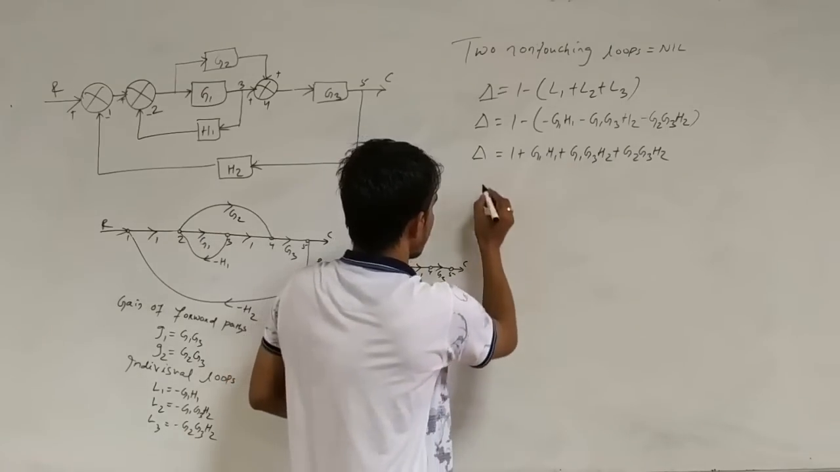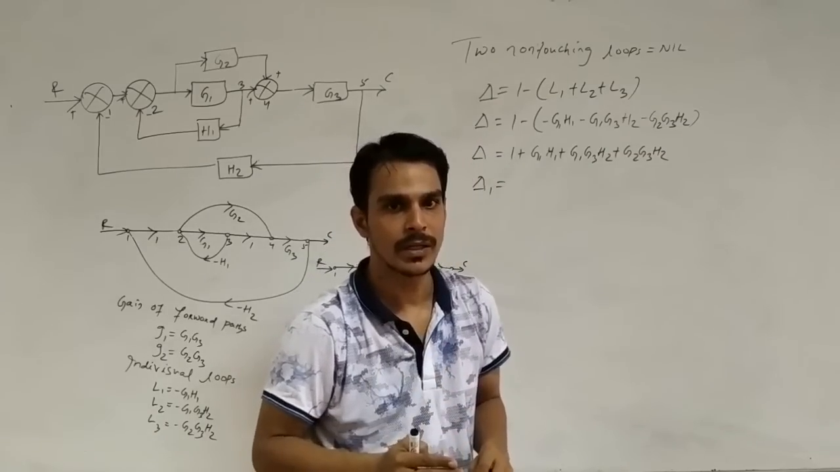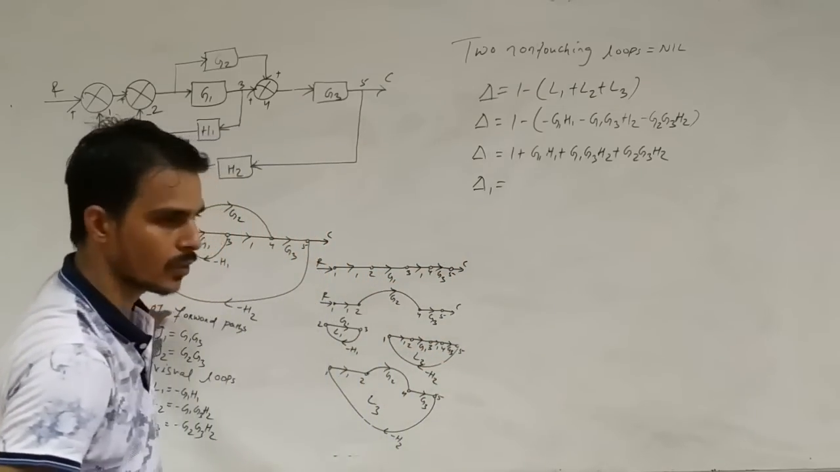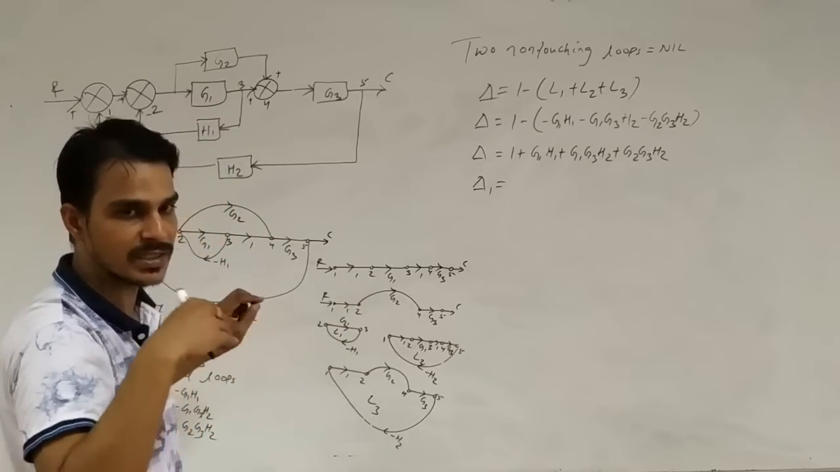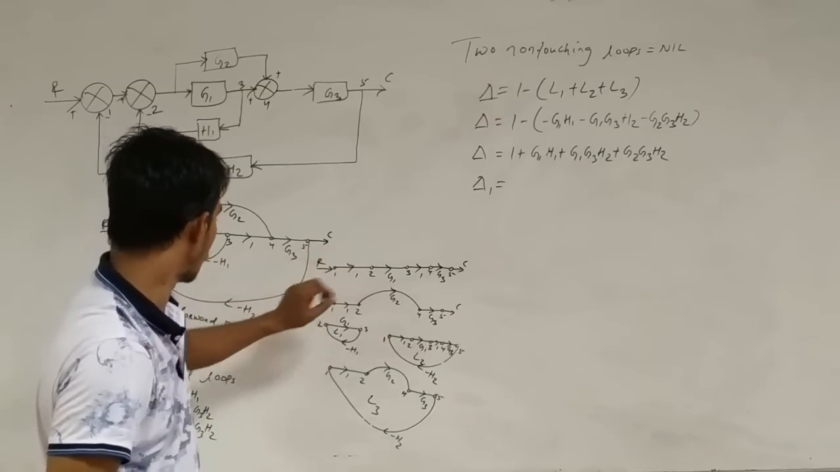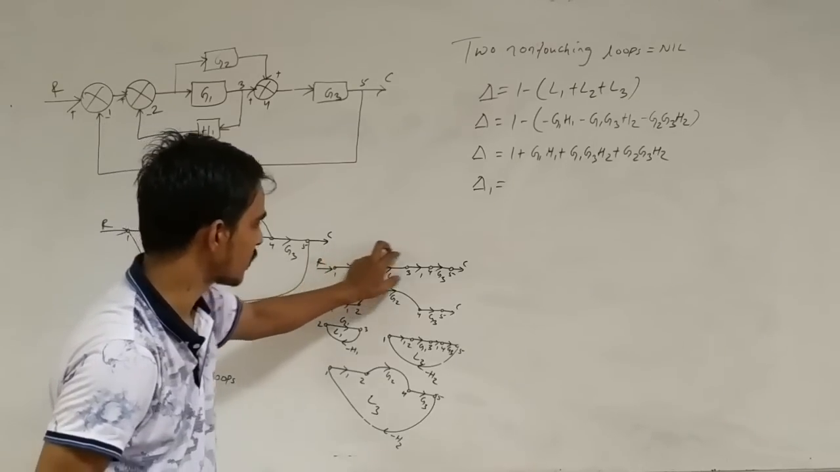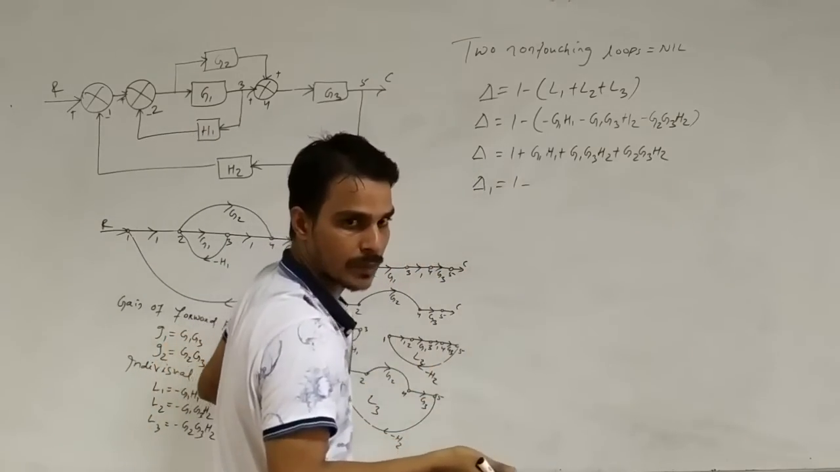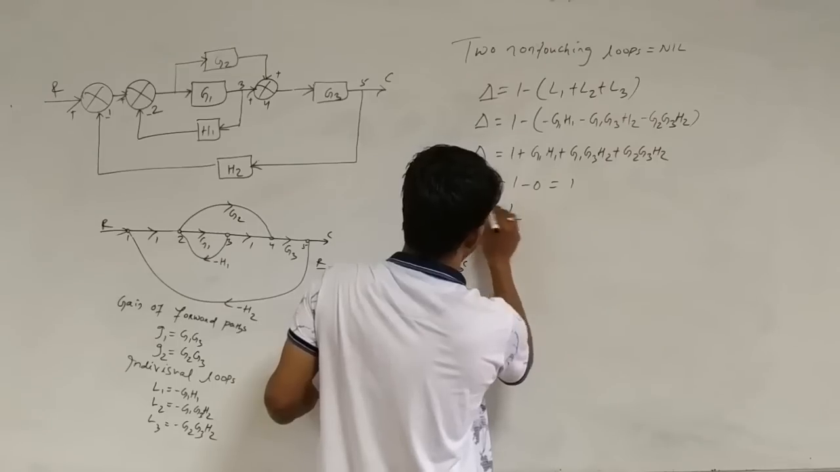Now we have to find out delta 1. Delta 1, why delta 1 is what? Delta 1, that is 1 minus loop gain which is not touching the forward path G1. Okay, for delta 1 we have to consider path G1, and we have to check if there is any loop which is not touching this forward path G1. See, all loops are touching this forward path, straightway forward path. So delta 1 will be 1 minus loop gain of which is not touching the forward path. So 1 minus 0, that is 1. So delta 1 equal to 1.